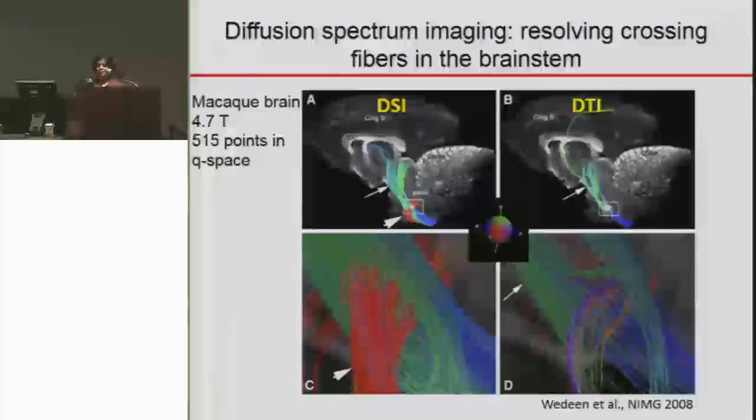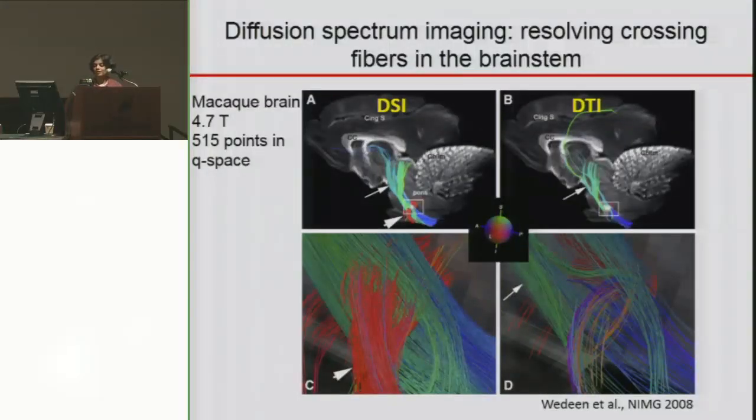So this is an example of using diffusion spectrum imaging in the macaque brainstem. And if you remember, DSI is basically a model-independent approach, and it typically requires a very large number of diffusion-weighted images to be acquired. This involves changing both the magnitude, or the B value, of the gradients as well as their orientations. So in this case, 515 images were required.